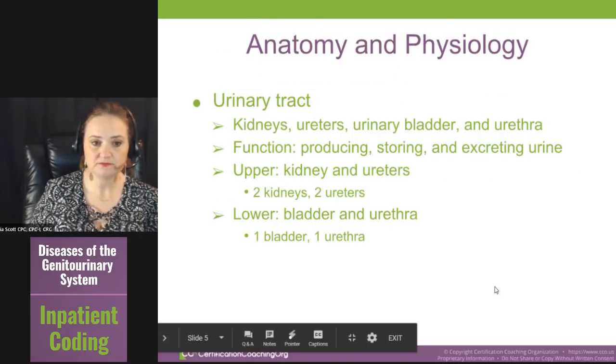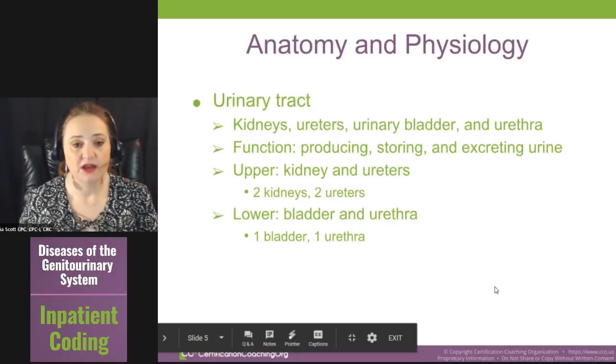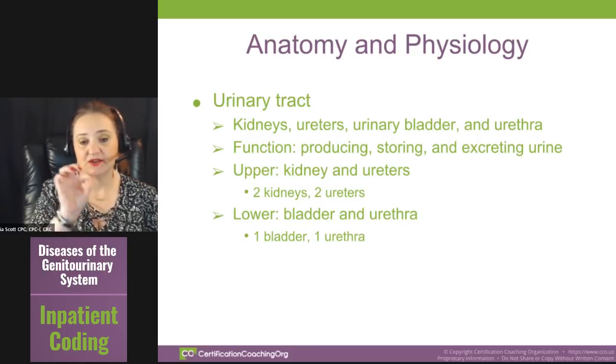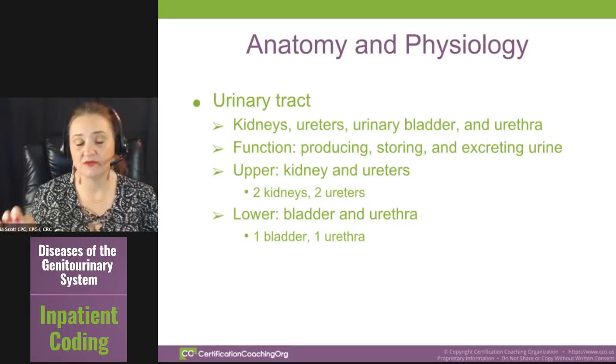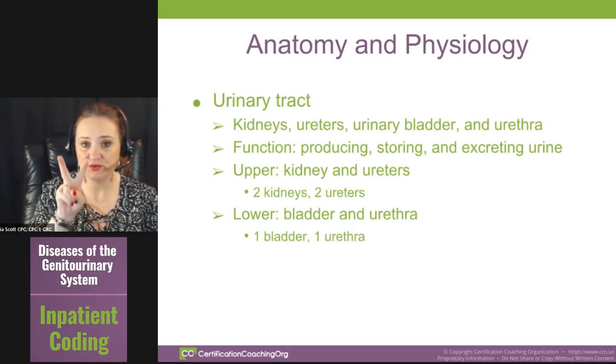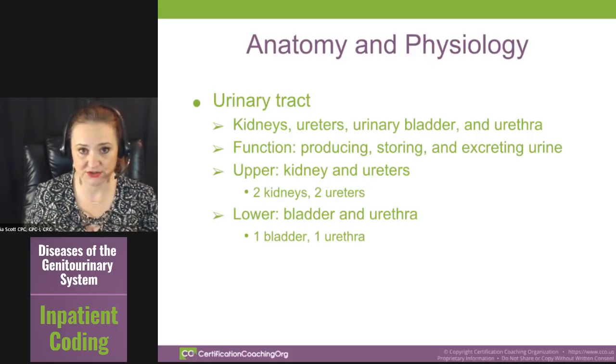It's assumed. Our urinary tract, the organs involved there, are your kidneys, ureters, urinary bladder, and urethra. It's very common to get the ureters and the urethra confused. You have one urethra and two ureters, and there's laterality with the ureters.